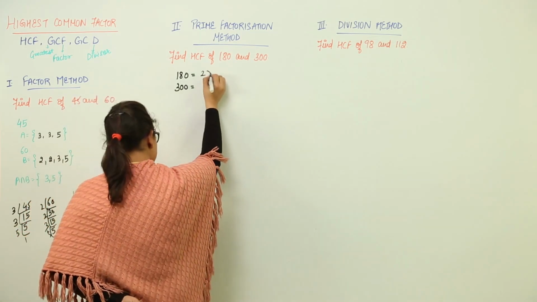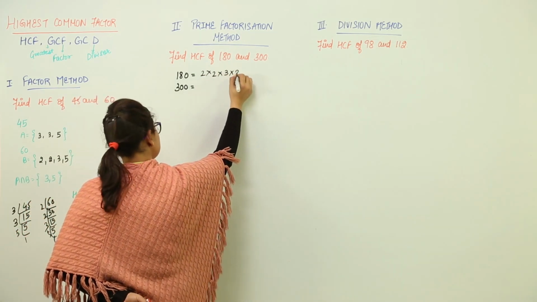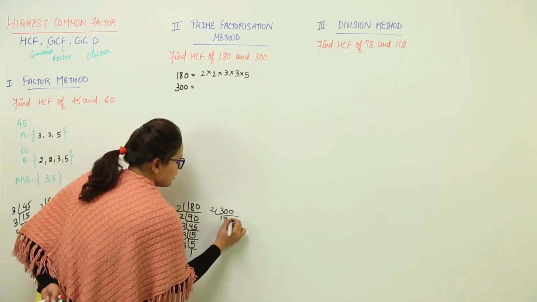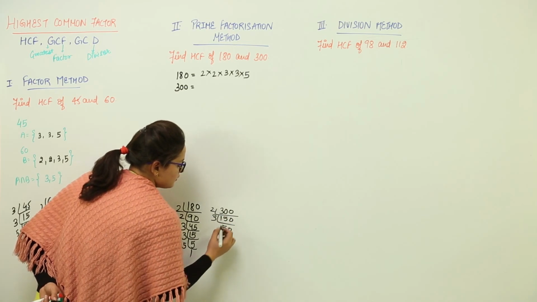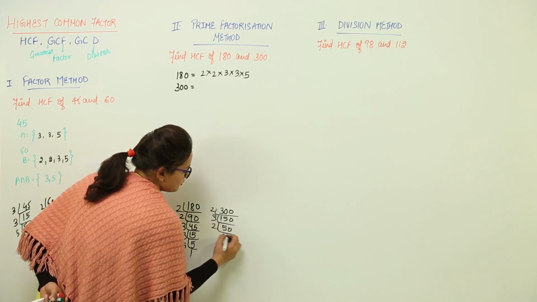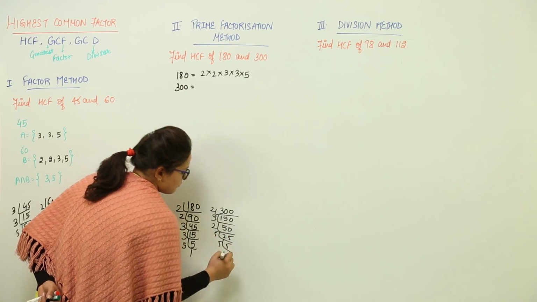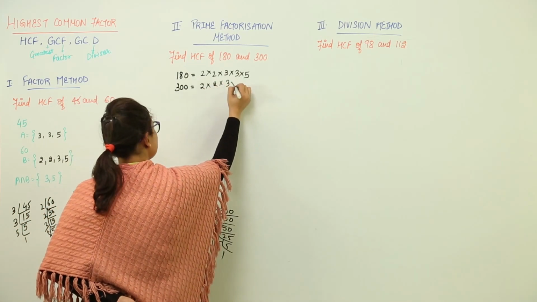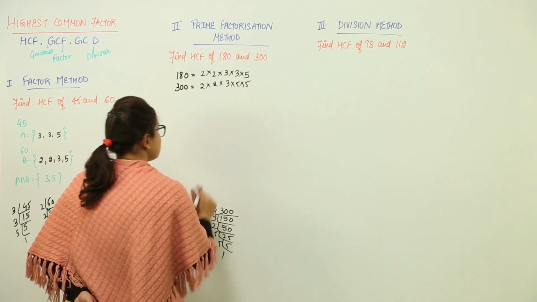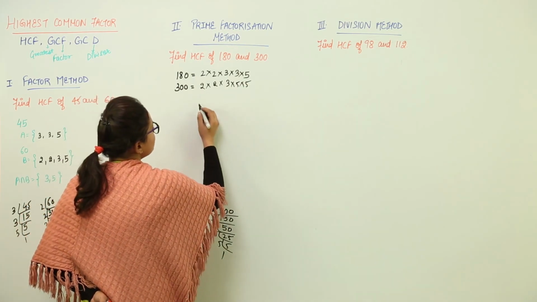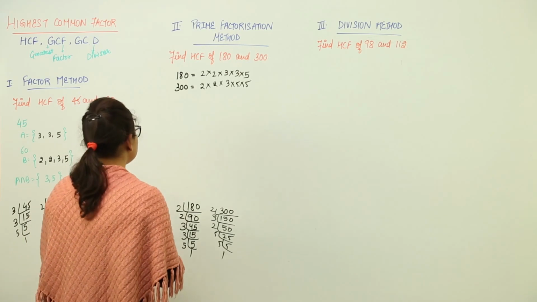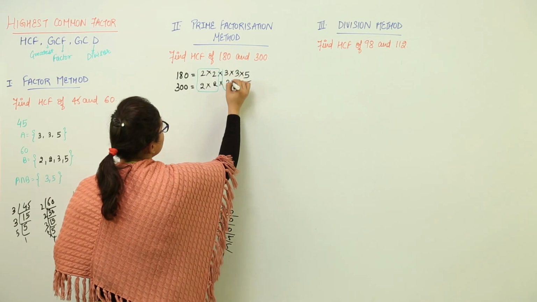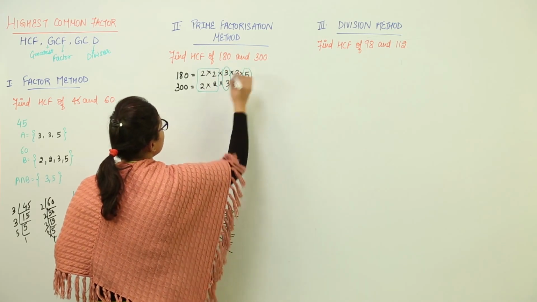So we have the factors as 2 into 2 into 3 into 3 into 5, and for 300 similarly 150, 3 50 times, again 2, 25 times, 5 5 and 1. We will write it in ascending order: 2 into 2 into 3 into 5 into 5. Now we have some factors common to both. What are those factors? Let us highlight them. We have these 2s common, we have one 3 common, and we have one 5 common.